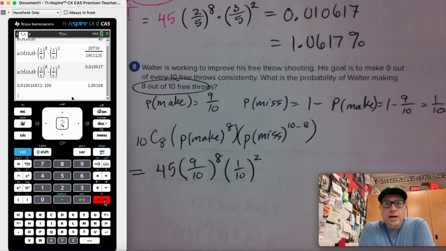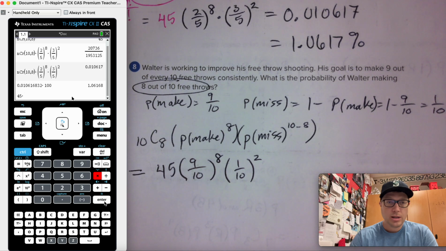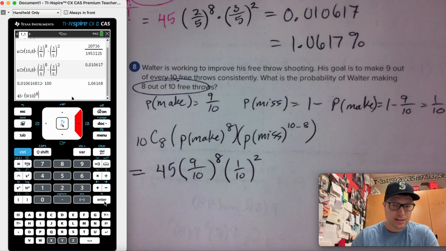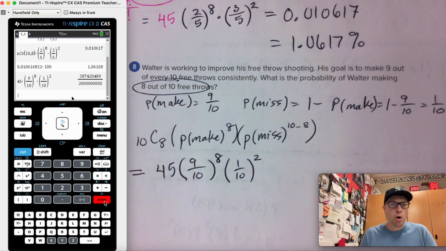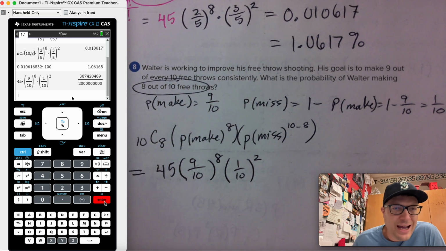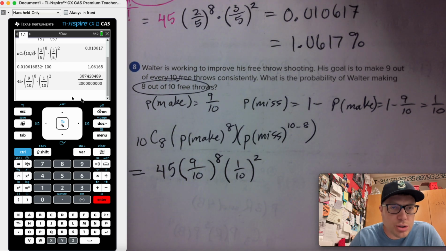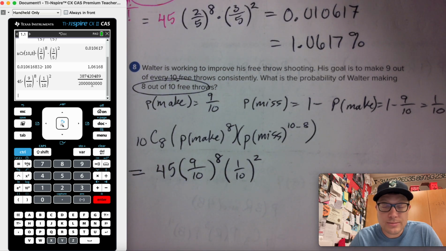So the probability is going to be determined as 45 times 9/10 to the power of 8 times 1/10 to the power of 2. Whoa, I don't like that fraction. I'm not writing that fraction down. It's 387,420,489 out of 2 billion. Why would we make our fractions so big? Let's just go to a decimal answer.